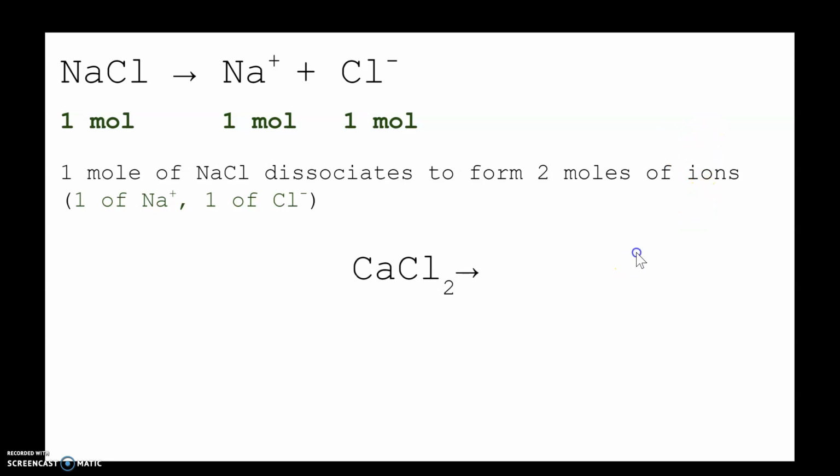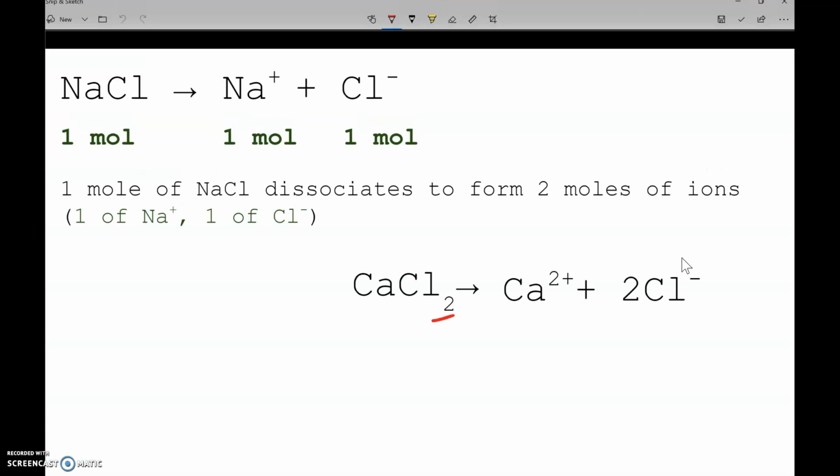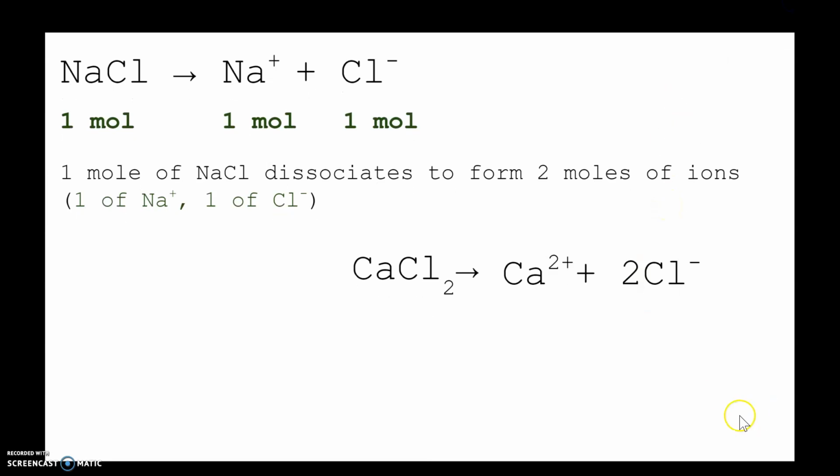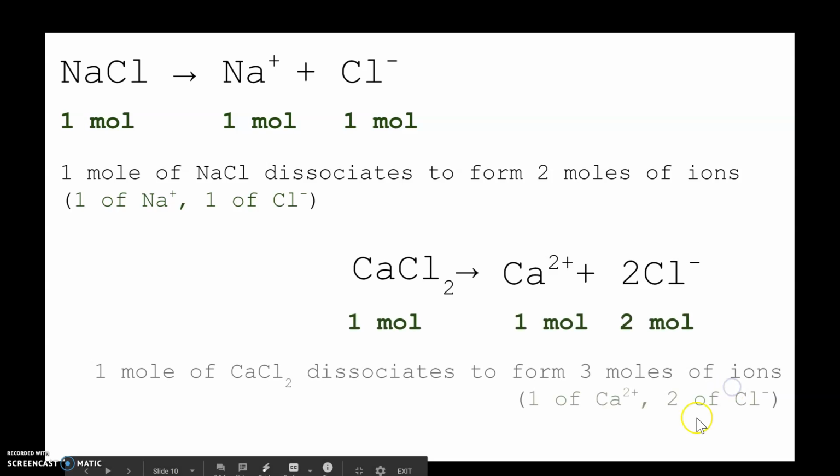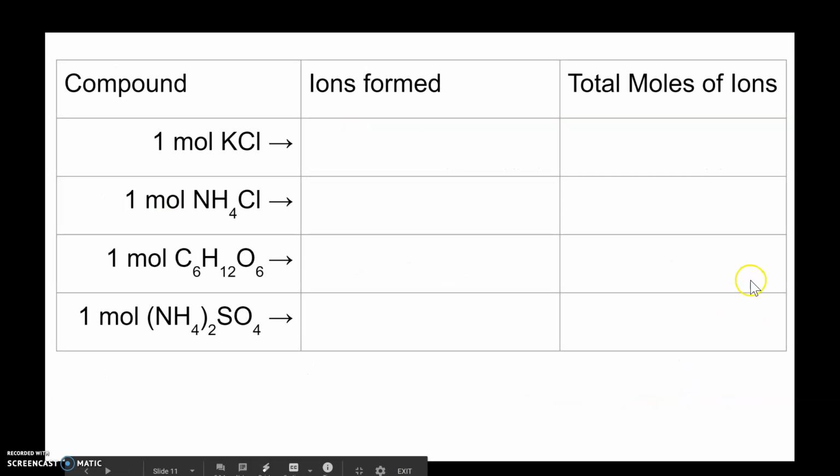Okay, the next one is calcium chloride. This breaks up into a calcium ion plus chloride ions. Here we've got the 2 chloride atoms, so we have to show that here by putting a 2 as a coefficient. So our total here is going to be 1 mole plus 2 moles, so we have a total of 3 moles of ions on this side, which is going to make a bigger difference when we talk about freezing points and boiling points.